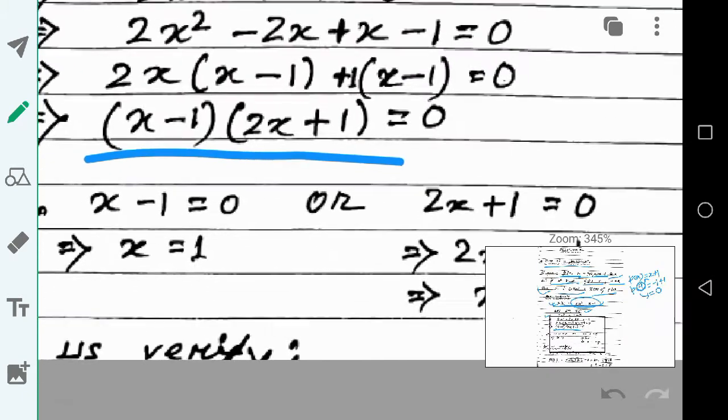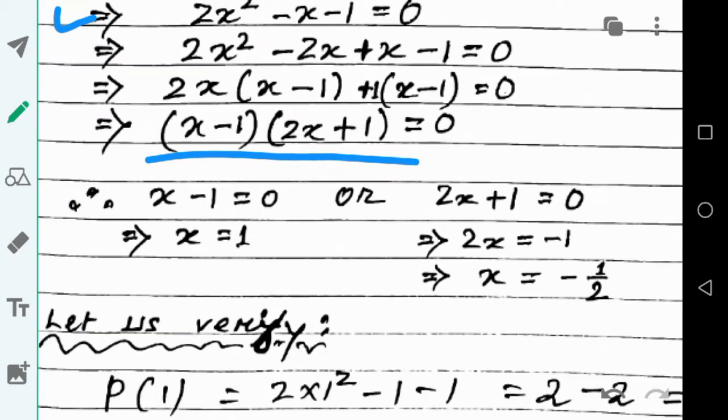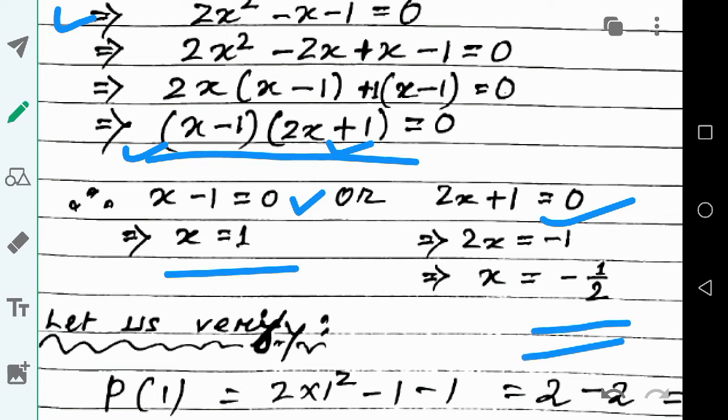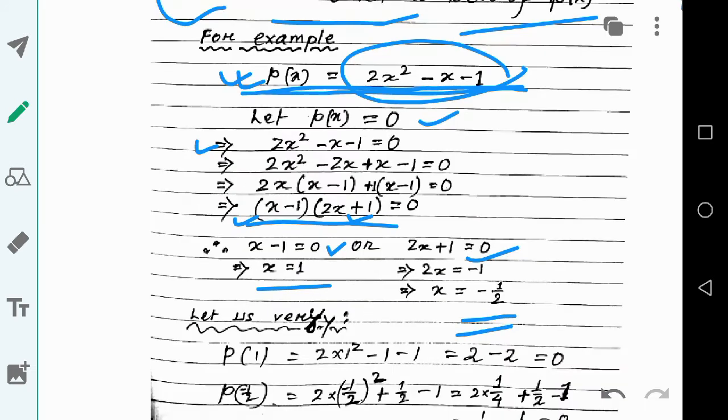So if the product of these two factors is equal to 0, that means either this factor is 0 or this one is 0 or both are 0. So we can write x minus 1 is equal to 0 or 2x plus 1 is equal to 0. Both imply x is equal to 1 and x is equal to minus half. That means the zeros of the polynomial p(x) are 1 and minus half.